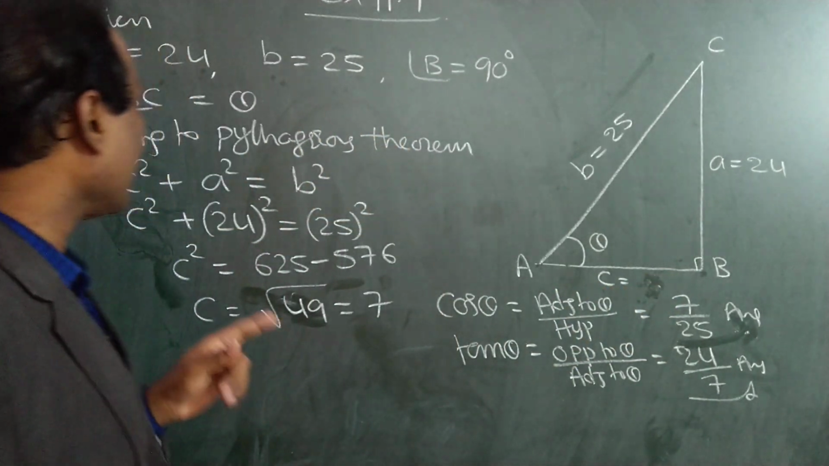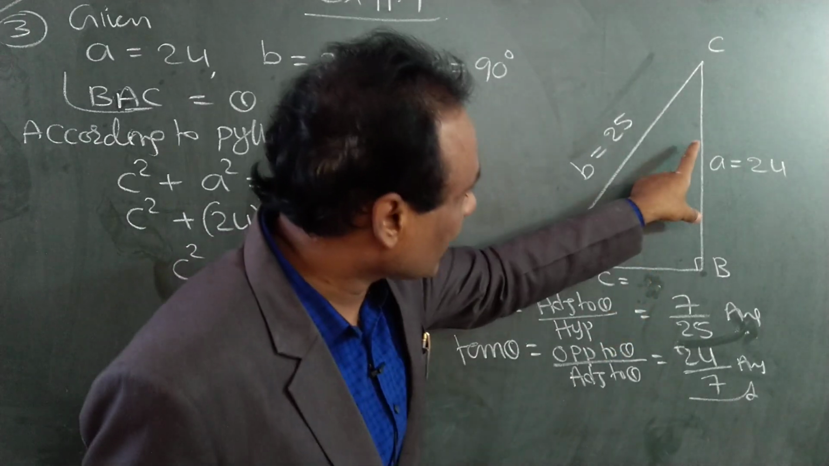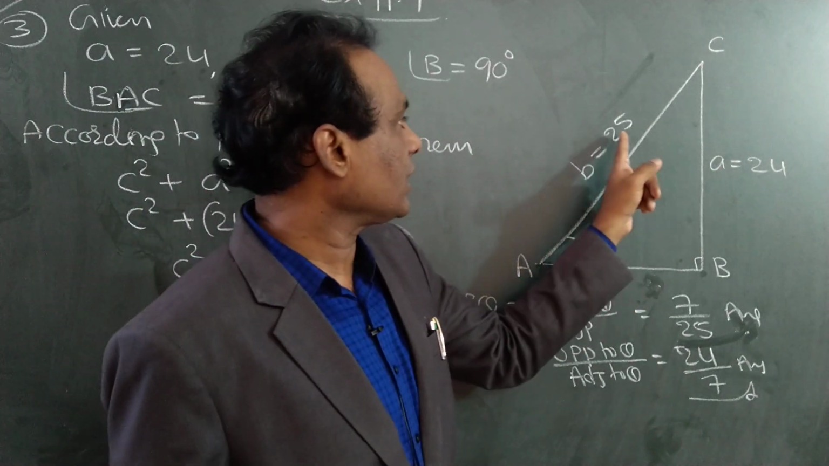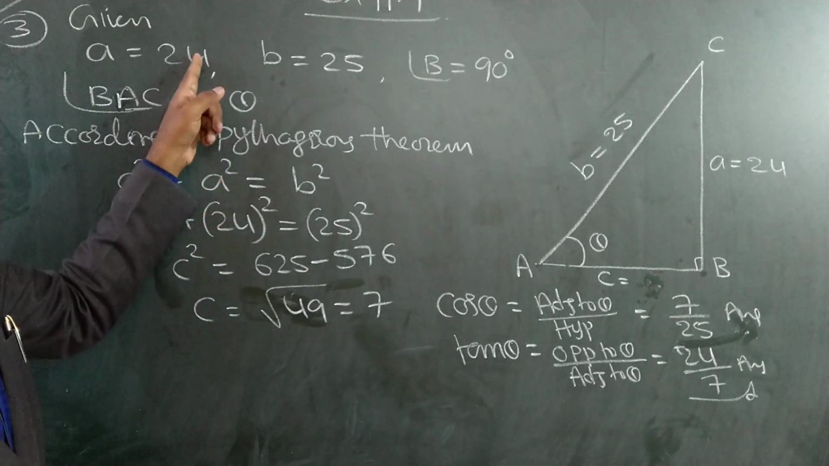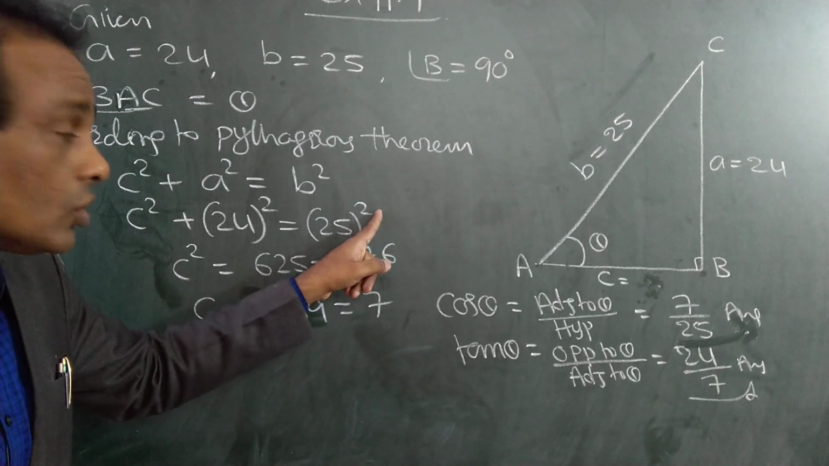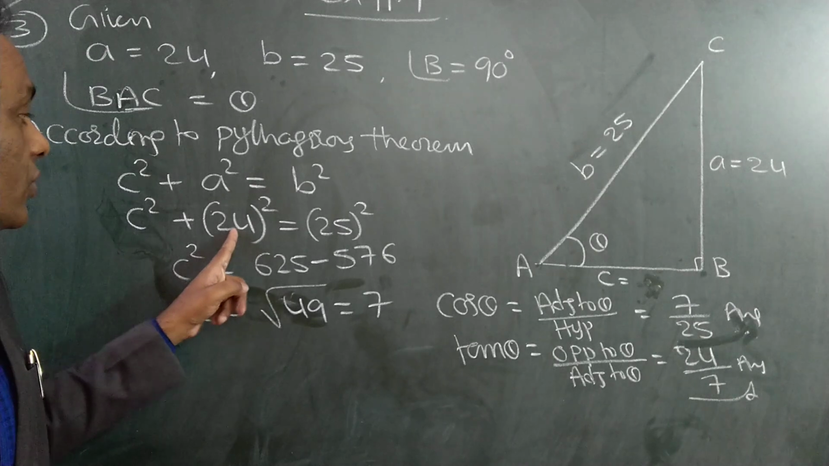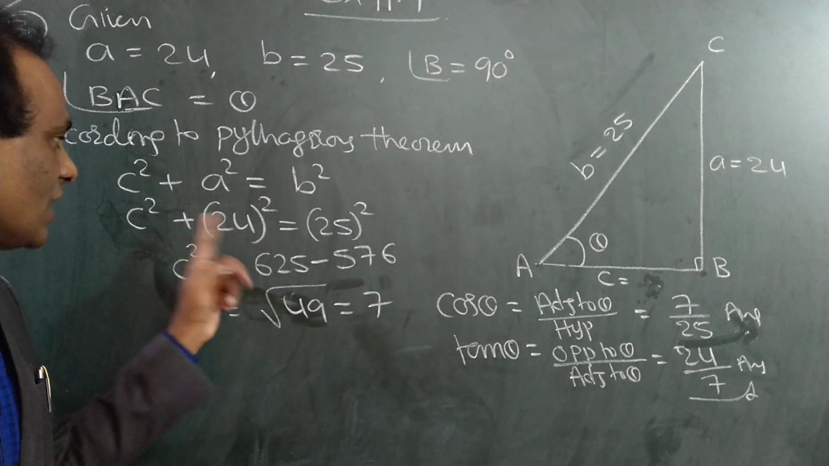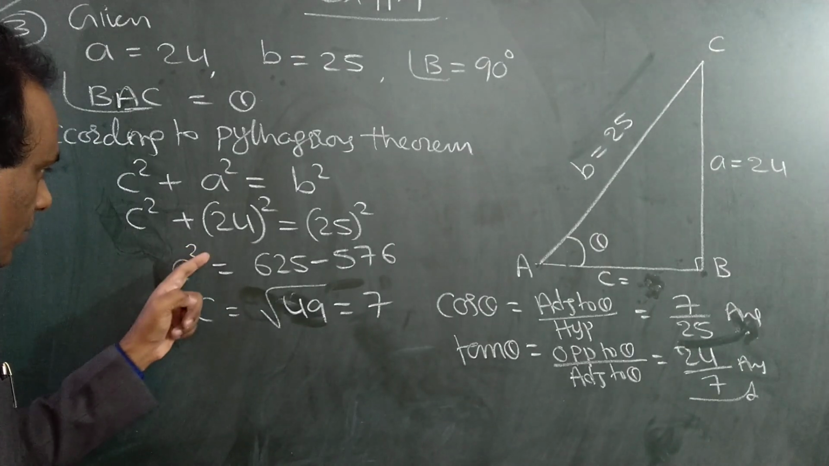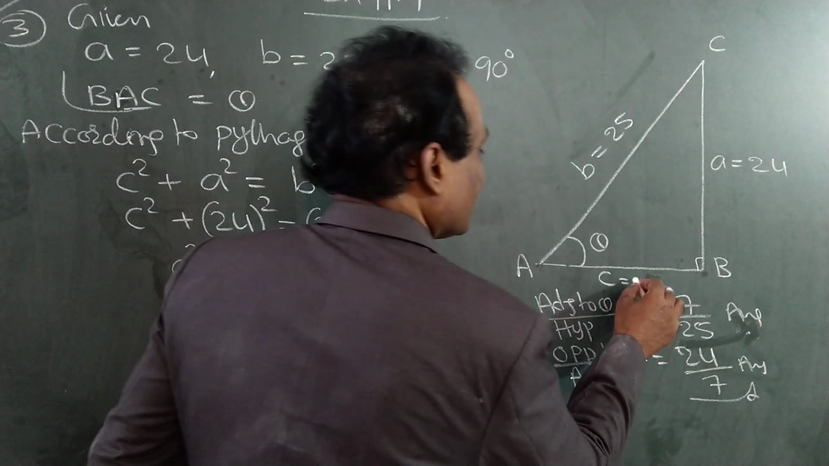To find the third side, we have the Pythagoras theorem. What is the Pythagoras theorem? Side square plus side square is equal to bigger side square. C square plus A square is equal to B square. A is 24, B is 25. 25 square is 25 into 25, 625. 24 square is 24 into 24, 576. Taking that to the other side, 625 minus 576 is 49. C square is removed, on the right side we get root 49, which is 7. So we got 7.